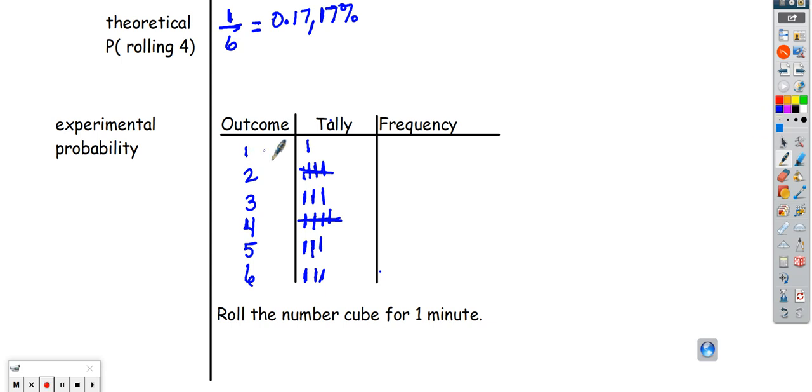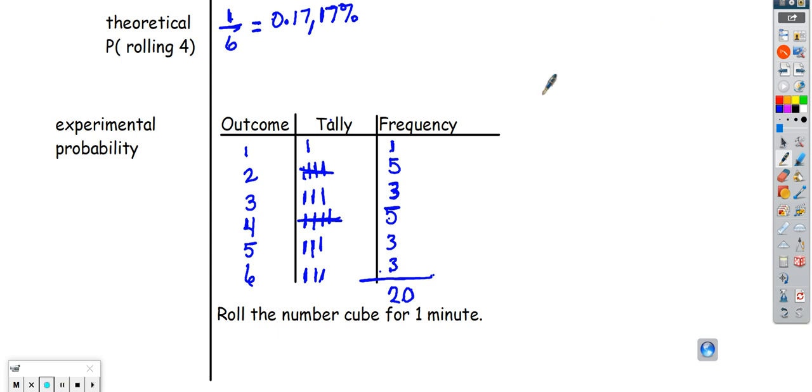Let's write how many times we rolled each number. We rolled 1 one time. We rolled a 2 5 times. We rolled a 3 3 times. We rolled a 4 5 times. We rolled a 5 3 times. And we rolled a 6 3 times. Okay, let's count how many times we rolled total. 6 plus 8 is 14. 14 plus 6 is 20. So we rolled 20 total times.